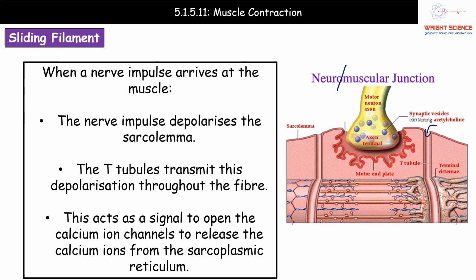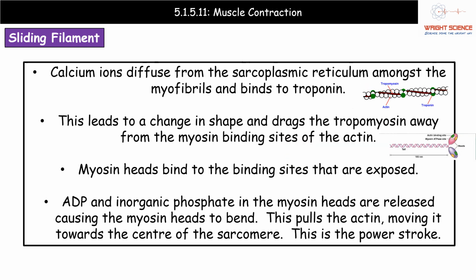As that depolarization travels down through the muscle fibre, we open the calcium ion channels, and those calcium ions are released from the sarcoplasmic reticulum, which is kind of like the endoplasmic reticulum, just in muscles. Once we've got those calcium ions, they diffuse amongst the myofibrils. Remember what we said earlier, that troponin has a binding site for calcium ions. So the calcium ions bind to the troponin, and when they do that, it changes the shape of the molecule.